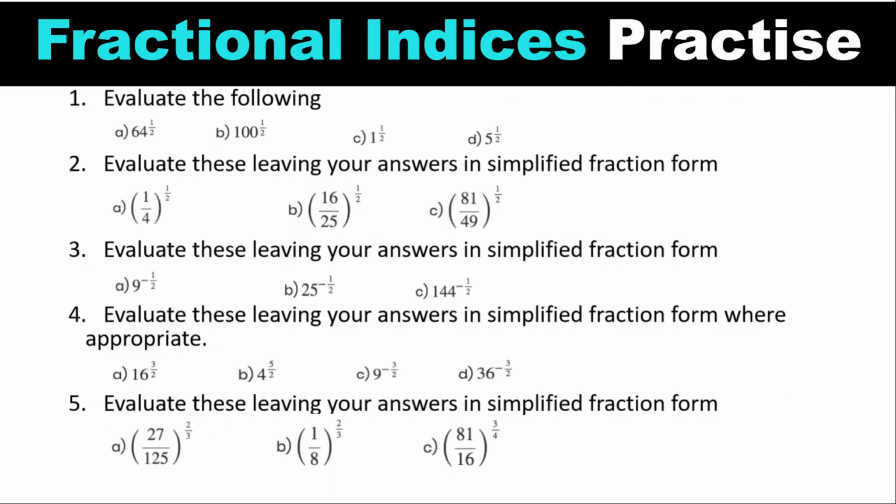So you need to remember what fractional indices do to your base, as well as what negative indices do to your base. For question 4, evaluate these, leaving your answers in simplified fraction form where appropriate. Now this time, some of your answers will be fractions, while other answers will be whole numbers, so you need to decide what's best here. Looking at your indices this time, you've got some fractional indices, where the numerator of those fractions is not always 1. And you also have some negative fractional indices here. So remember what negative indices do to the base.